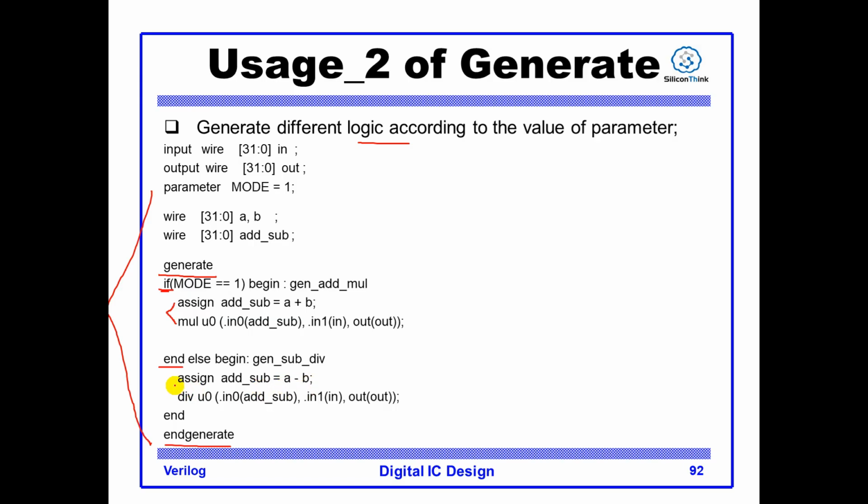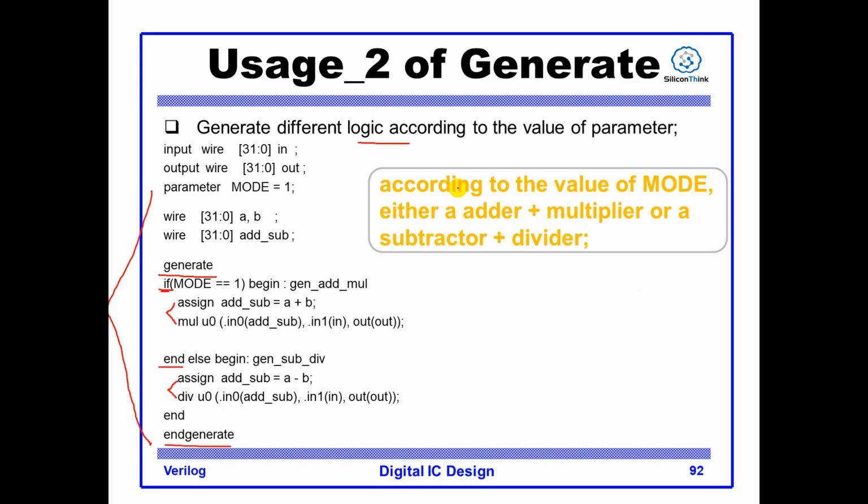cascade with a divider. So according to the value of the parameter, the function of this code will be changed, either an adder cascade with a multiplier or a subtractor cascade with a divider.